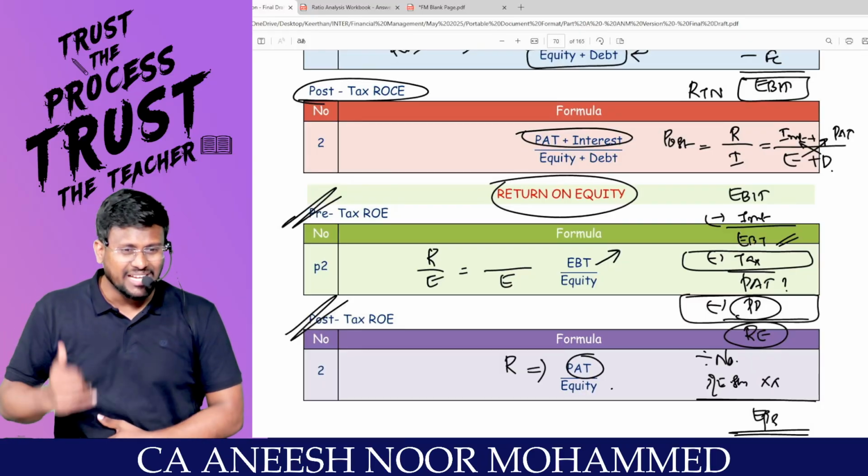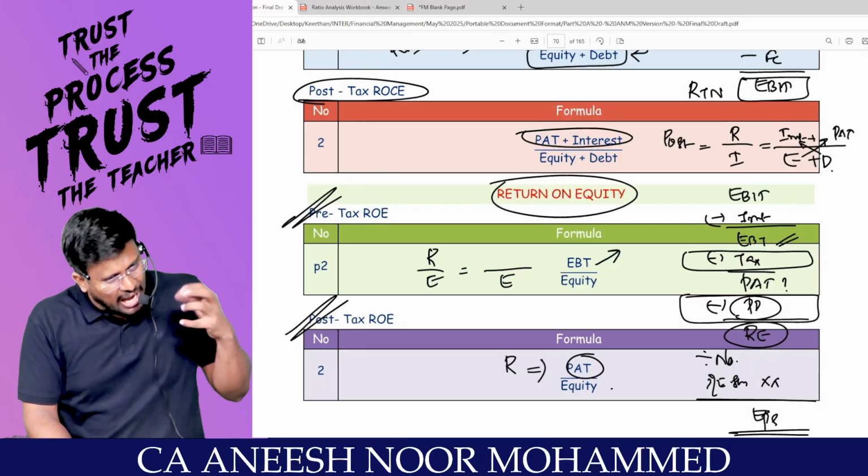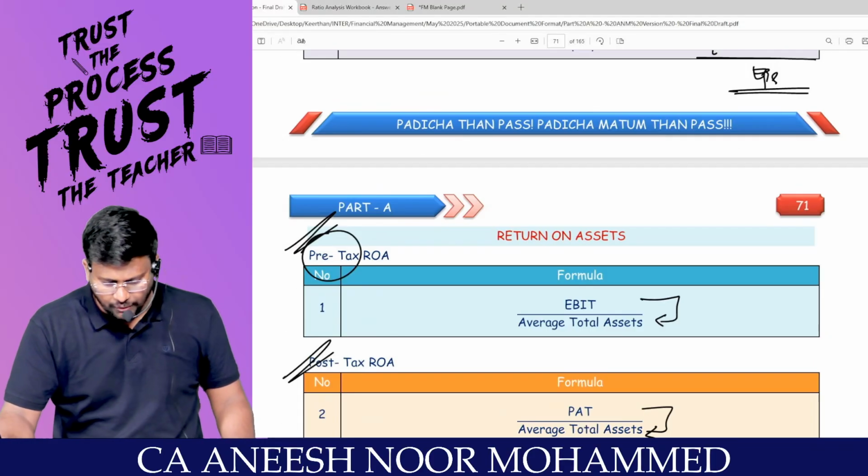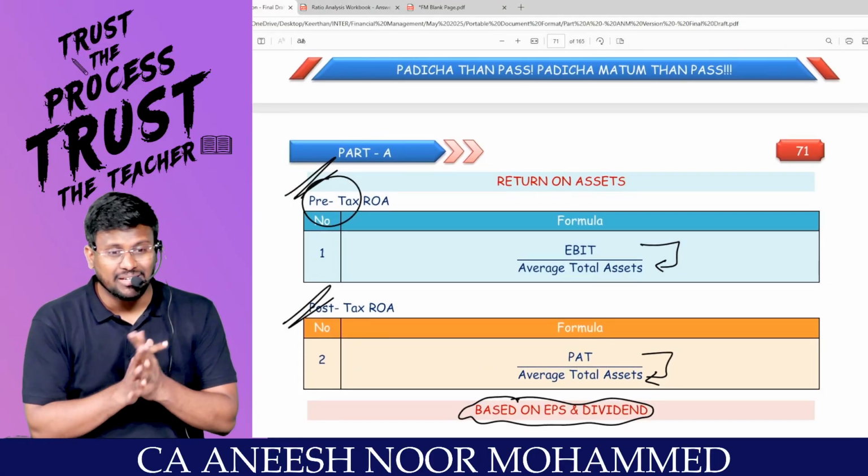PBT, profit before tax divided by equity. What is the profit after tax? PAT divided by equity. Comfortable? My dear lovable students, return on asset.